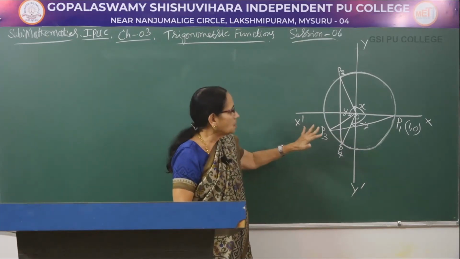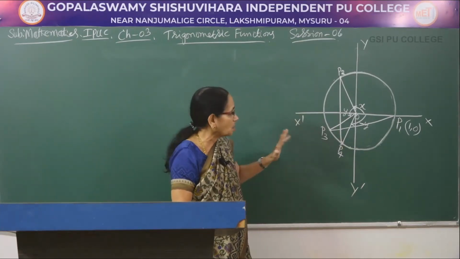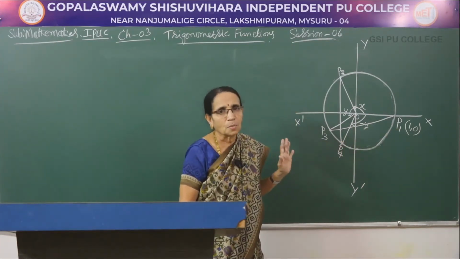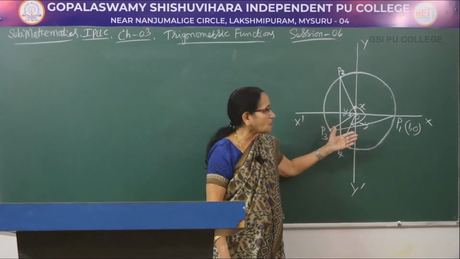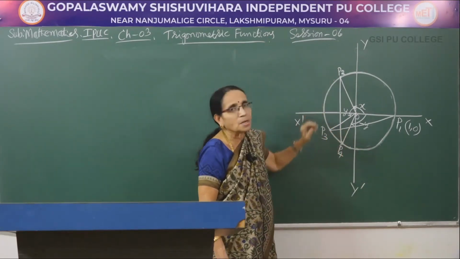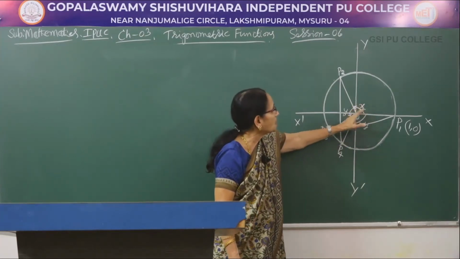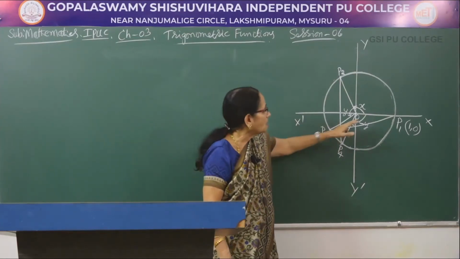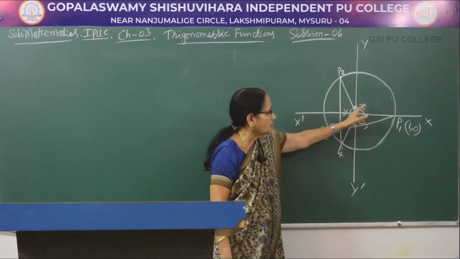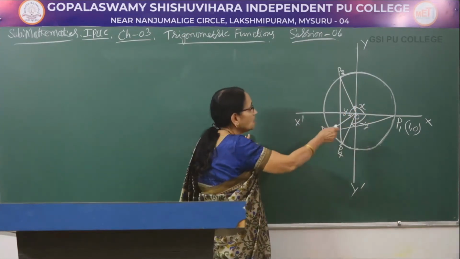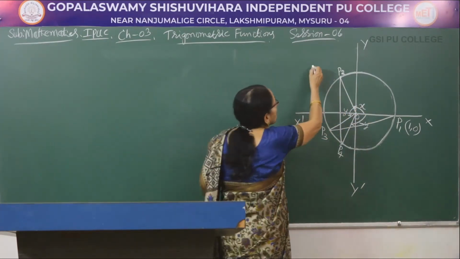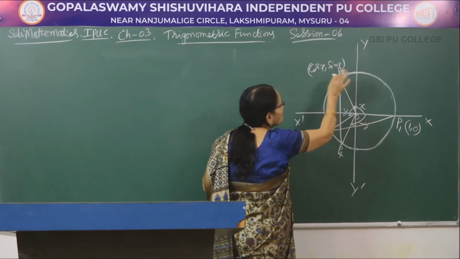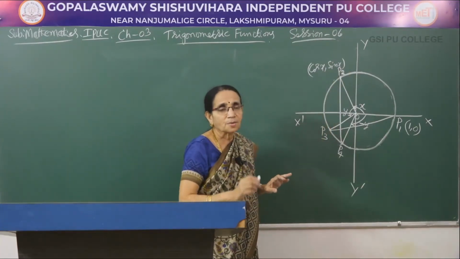Now, come to the coordinates of the points. P1, as I just told you, has 1, 0, because 1 is the x coordinate and 0 is the y coordinate. Come to this point P2. Look here, it has made an angle x. See, x need not always be acute, it can be of any measure. It has made an angle x with the x-axis. Therefore, as I just told you, it can be taken as cos x, sin x.